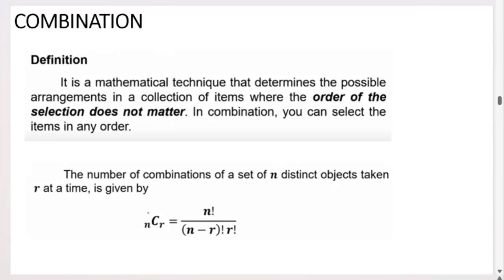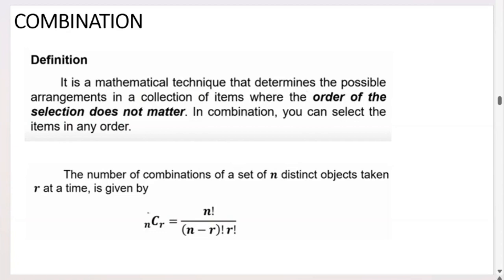A combination, I've already given you an example, but let us look at the definition of a combination. A combination is a mathematical technique that determines the possible arrangements in a collection of items where the order of selection does not matter. It does not matter if you've got 8 letters of Gasamba, how you arrange them does not really matter. Maybe I can say I'm giving you 7 letters of Gasamba. I don't give you one and say arrange it. It does not matter how you arrange it.